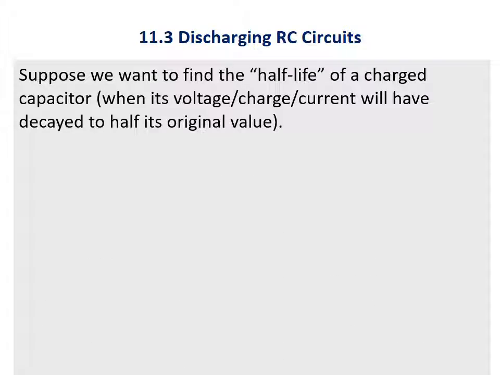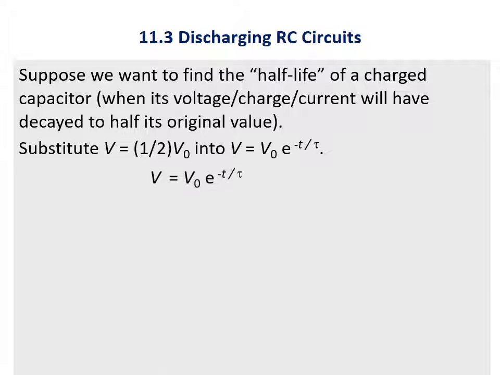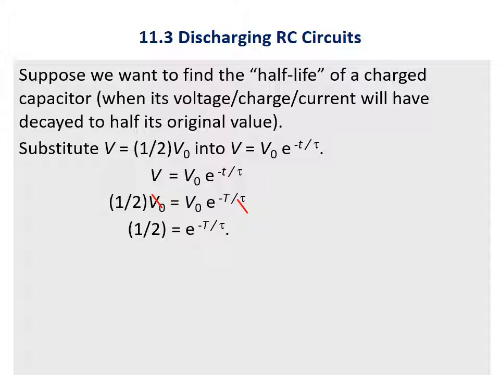Suppose we want to find the half-life of a charged capacitor. When is the voltage, the charge in the capacitor, or the current going to decay to half of its original value? So we can do V equals 1/2 V naught, and we will substitute into V equals V naught e to the negative t over tau. So I've replaced V with 1/2 V naught. V naughts cancel on both sides. I'm left with 1/2 equals e to the negative time divided by tau.